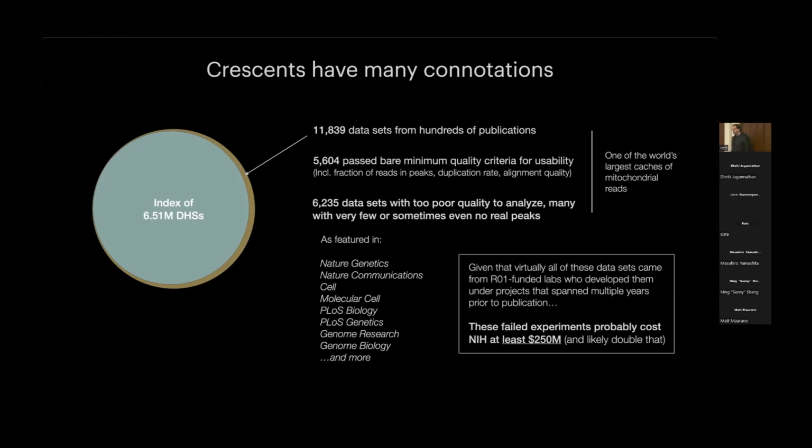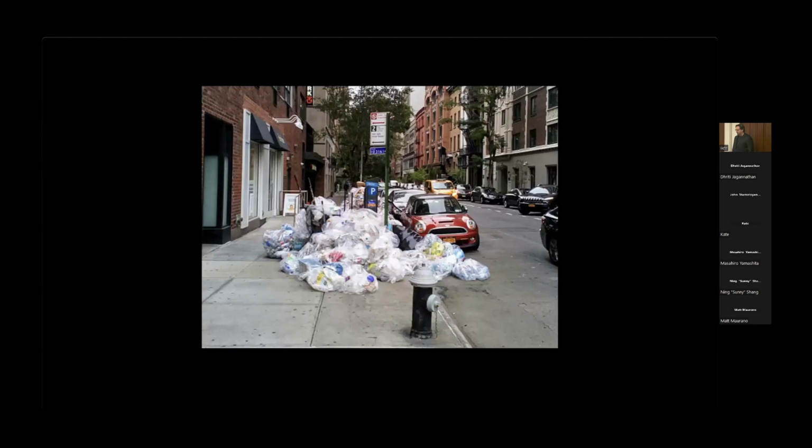Virtually all of these data sets come from R01 funded labs who are making them under projects that span multiple years prior to publication. The publication is the major culmination, a couple of years of full R01 funding, et cetera. And we calculated that at the bare minimum these experiments probably cost NIH $250 million, right? And that is just nuts to think about. So if you're ever wondering where a lot of this is going, a lot of it is actually going to the sRNA. And that's a very unfortunate thing that people need to be aware of.